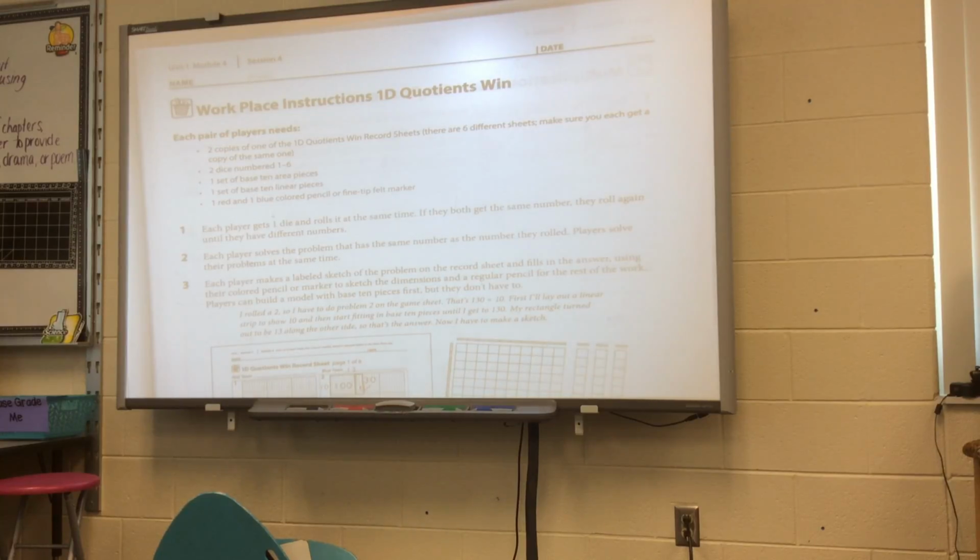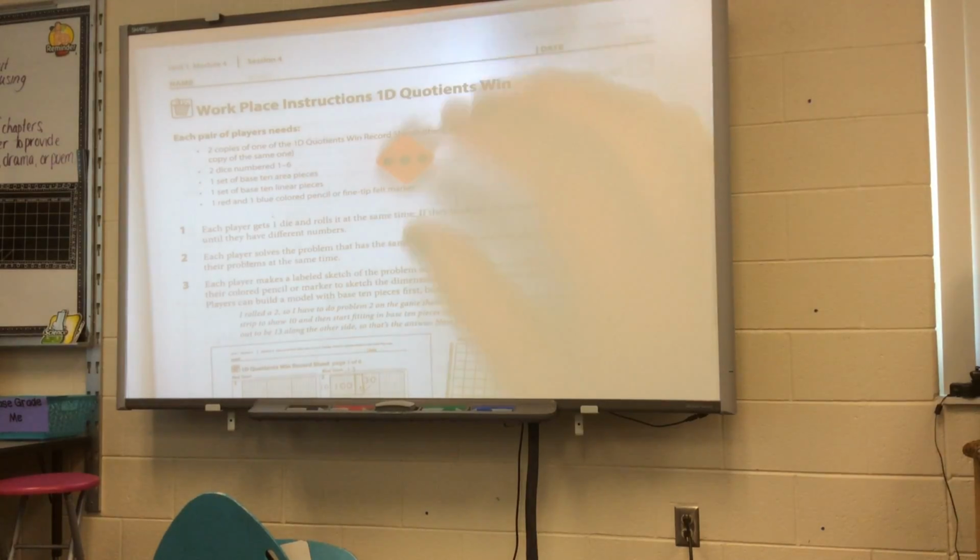So make sure if you and your partner are both playing, you're both playing on record sheet A or you're both playing on record sheet B. Otherwise, you're not going to get a winner, okay? You also need 2 dice that are numbered 1 through 6. If you're playing at home, you don't actually need any special dice whatsoever. You can use just a regular die.